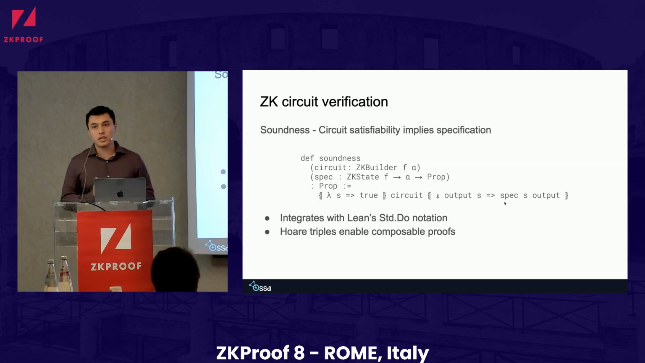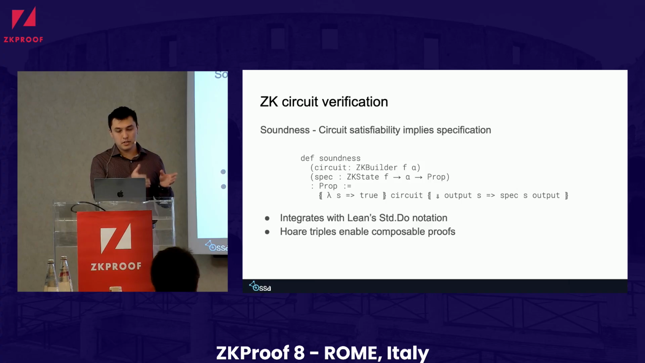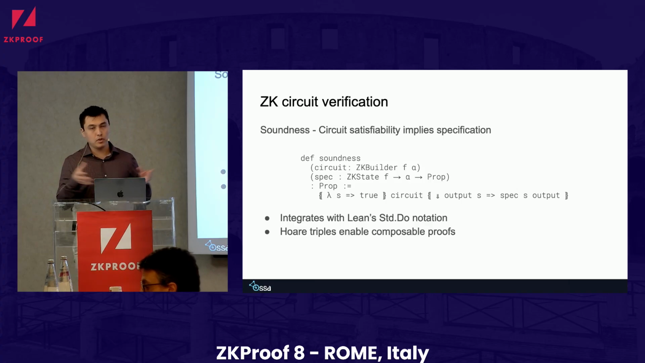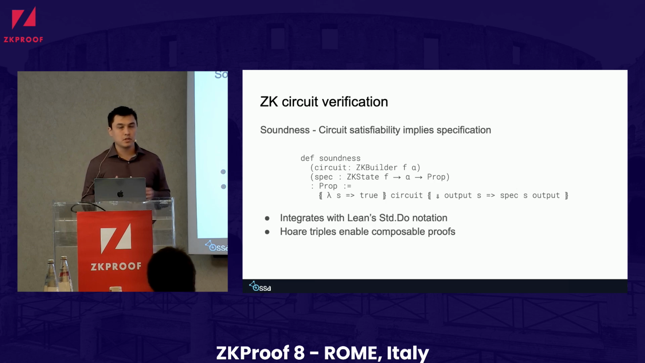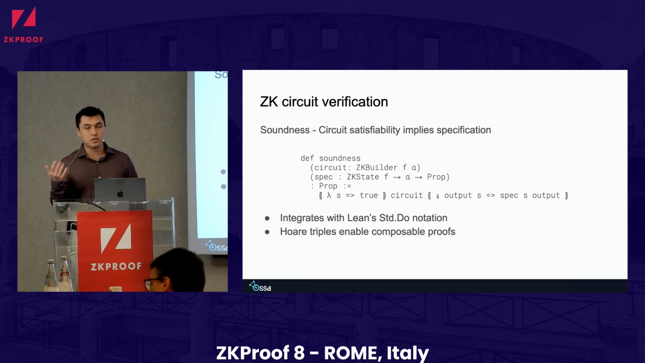And the nice thing about this is that it allows you to compose many different lemmas and statements together. So if you have a subcomponent of a circuit, you could easily write your circuit function over that. And then you can build up higher level proofs by composing all these calls using these Hoare triples and some built-in machinery that Lean provides.